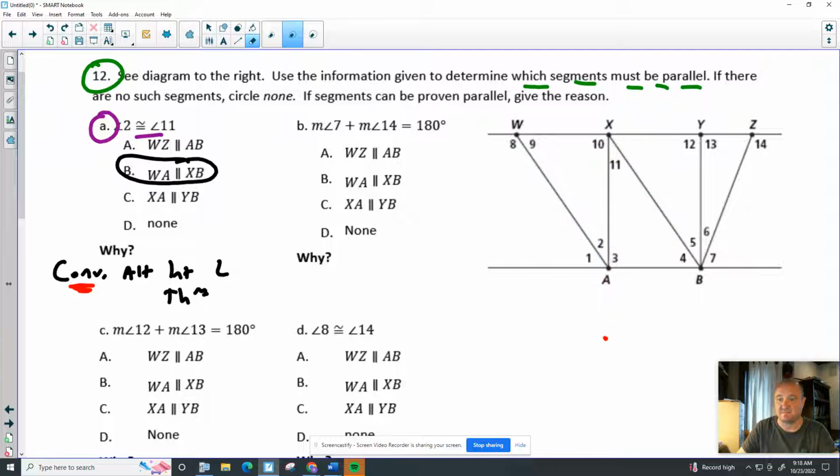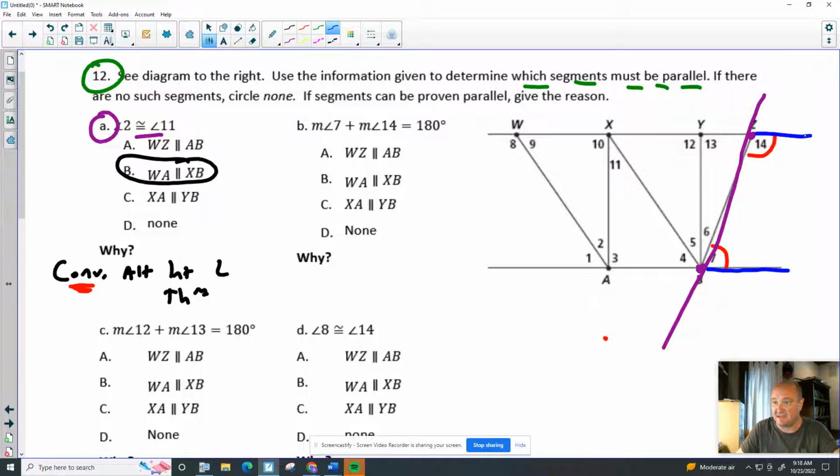Looking at the next one, angle 7 plus angle 14 is 180. All right, where are these? Here is angle 7, and here is angle 14. Again, I'm not marking them congruent. I'm just marking them for purposes of identification. All right, so I'm going to connect the two vertices of the angle. And that identifies the transversal. So the transversal is segment BZ or line BZ. What are the other two sides of angle 7 and 14? Well, there's one, and there's the other.